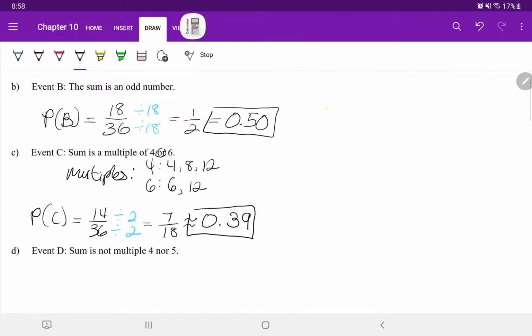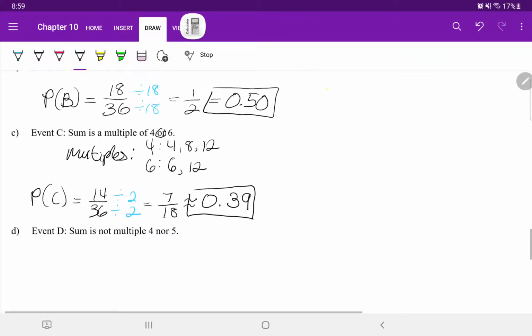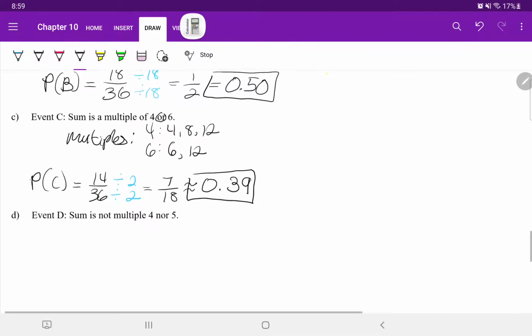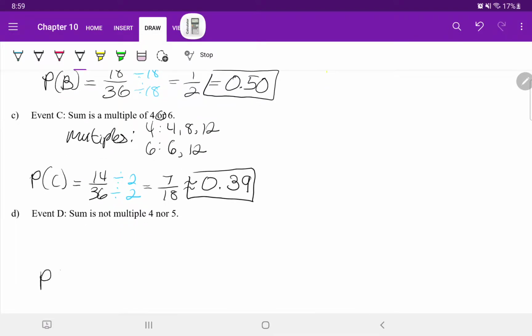All right. And now the last event, event D. It says the sum is not a multiple of 4 nor 5. So the probability of D.